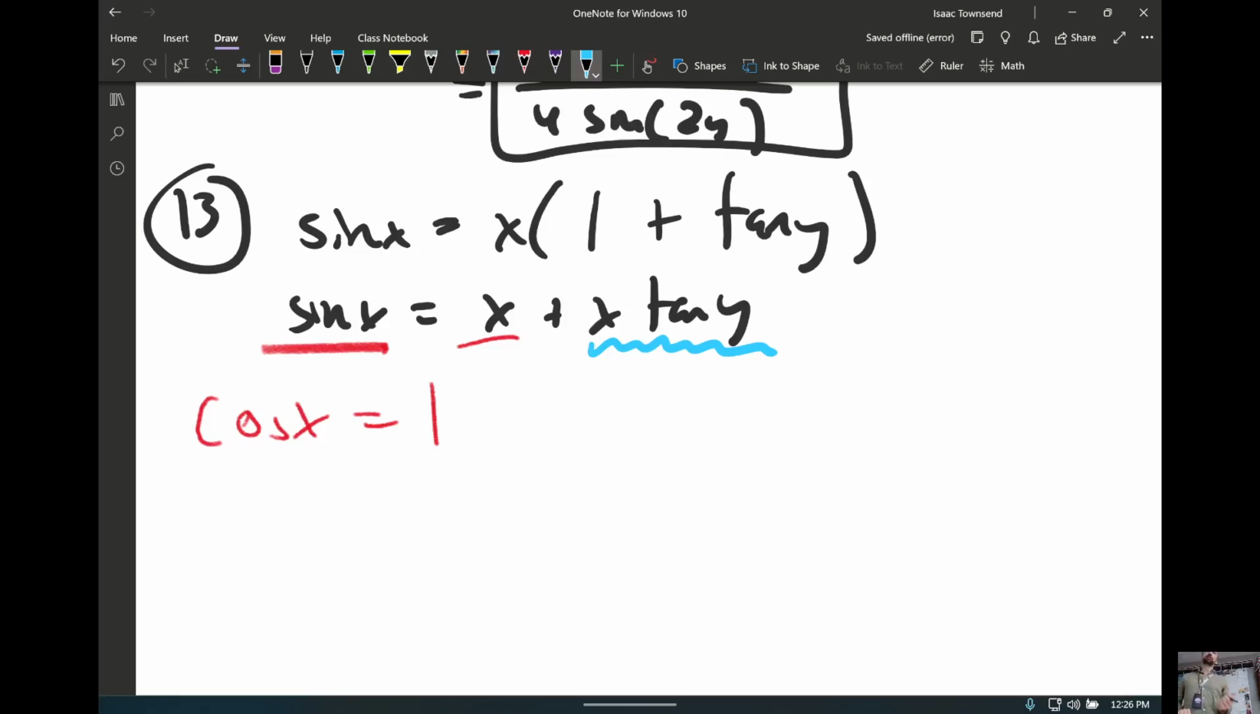And we're going to have to do product rule. We're going to have to know the derivative of tangent. We're going to have to remember to do implicit. We got lots of stuff going on here. So this is x times tangent y. That's how I know it's product rule.